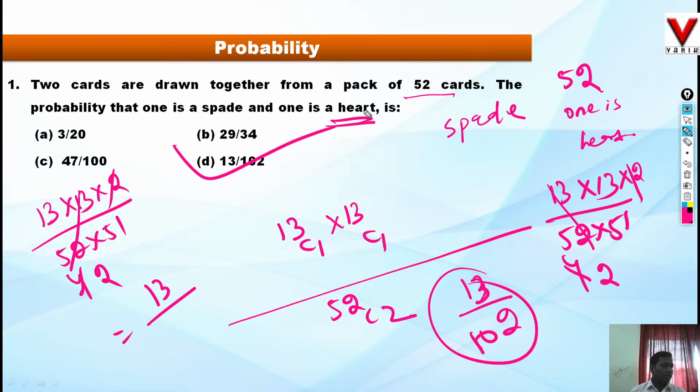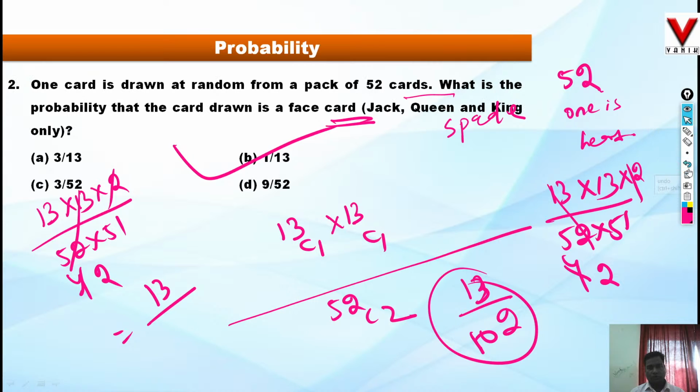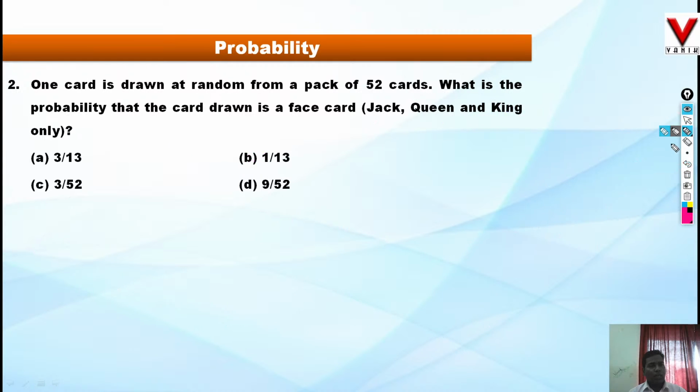Come to the next number. One card is drawn at random from a pack of 52 cards. What is the probability that the card drawn is a face card? Jack, Queen and King only. One card is drawn at random from a pack of 52 cards. What is the probability that the card drawn is a face card? Jack, Queen and King.